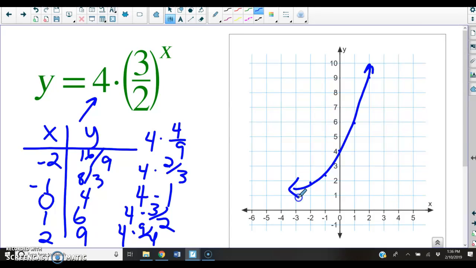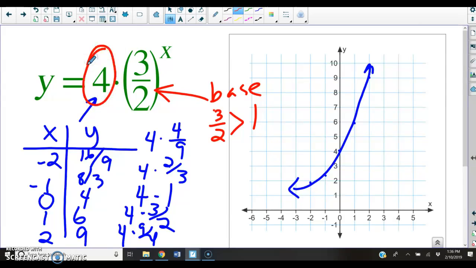Okay, well, let's take a look. Oh, let's use the red. Okay, my base is 3/2, which is greater than 1, so it does go up to the right. But what did this lead coefficient do? What did that A value do? Well, that changed where I started when x is 0, when my exponent is 0. When my exponent is 0, it's going to start at 4 instead of 1. So that's changing where we hit the y-axis.